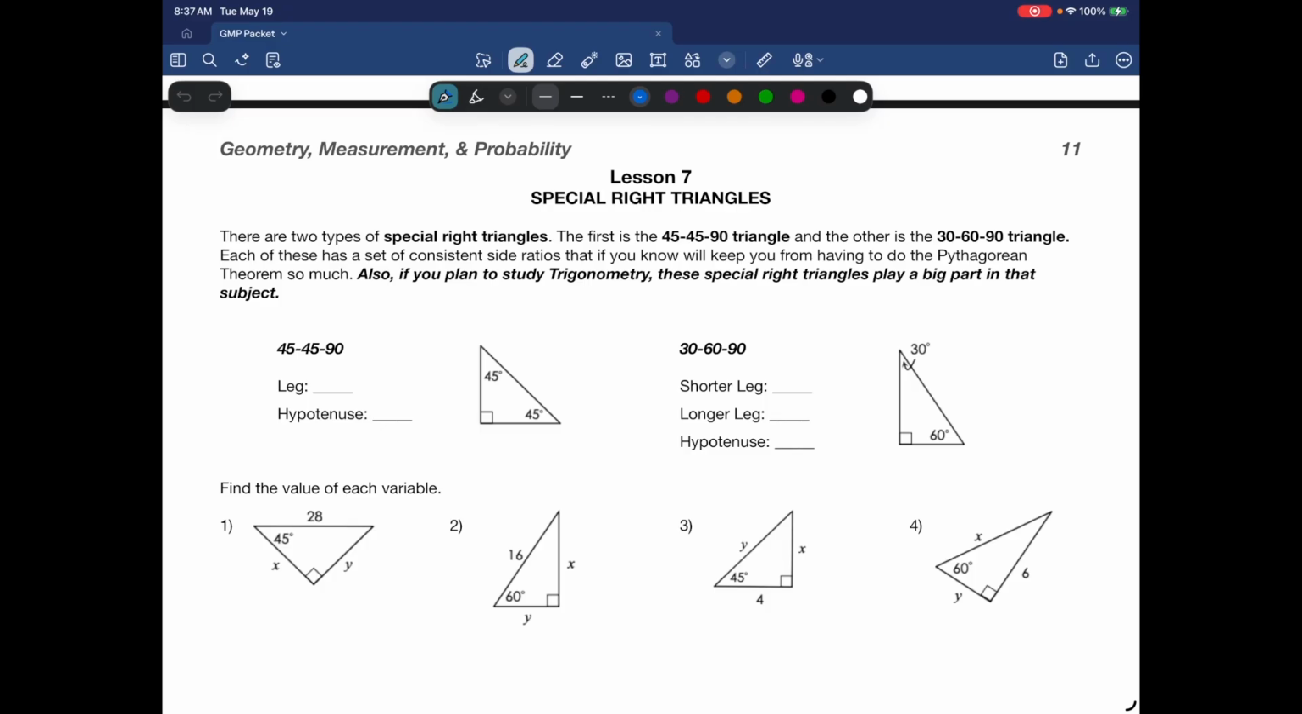All right, so there are two types of special right triangles, the 45, 45, 90 and the 30, 60, 90. Each of these has a consistent side ratio that, if you know it, will keep you from having to do the Pythagorean theorem so much. You can actually prove with your students how these ratios come about using the Pythagorean theorem. And maybe that's helpful, especially with some of the struggling students, because sometimes students want to know the why behind things.